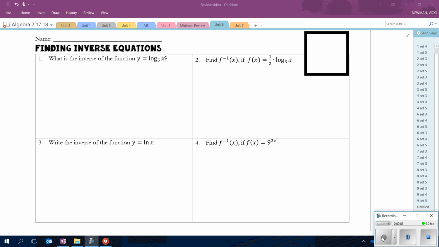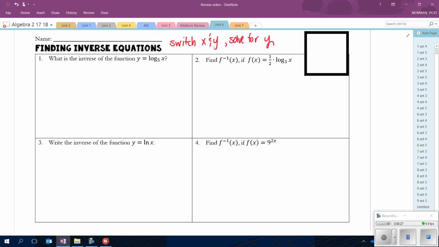Okay, so finding inverses. Whenever you're finding the inverse of any equation, you are switching x and y, and then we solve for y. A lot of times the inverse notation is required as part of your answer, so knowing what that inverse notation is and remembering to use it is important.